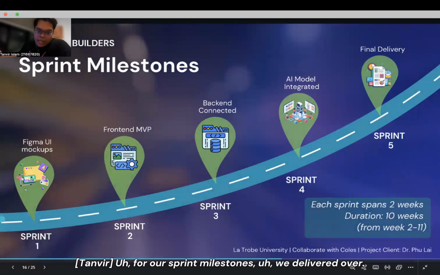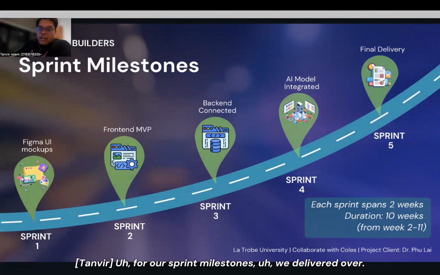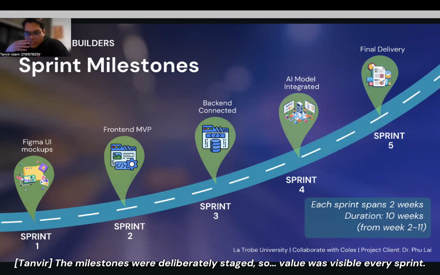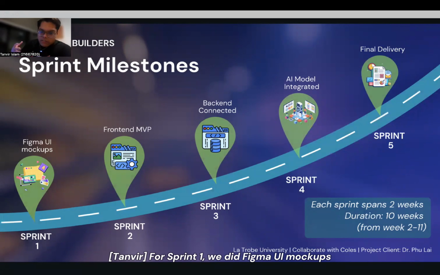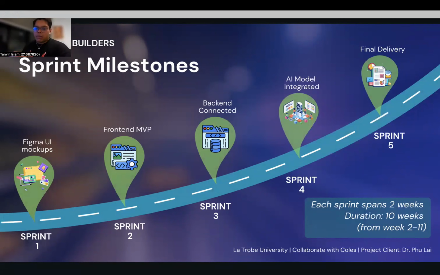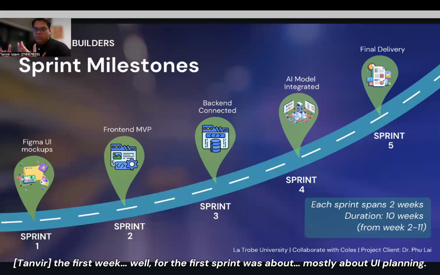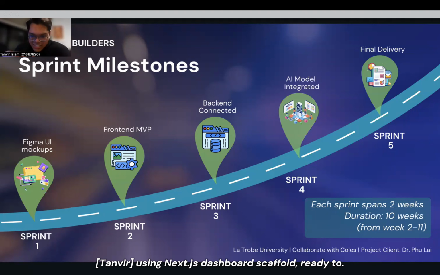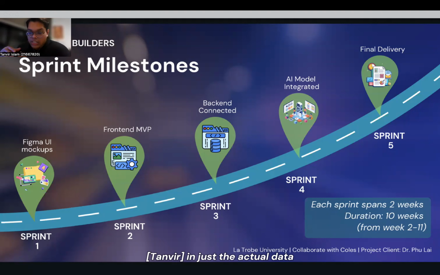For our sprint milestones, we delivered over five two-week sprints, 10 weeks total. The milestones were deliberately staged so value was visible every sprint. For sprint one, we did Figma UI mockups. We locked flows and acceptance criteria with stakeholders, and basically the first sprint was mostly about UI planning. The second sprint was the front-end MVP, using a Next.js dashboard scaffold ready to ingest the actual data.